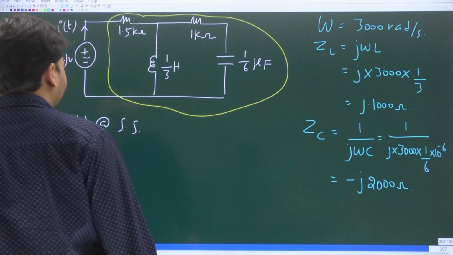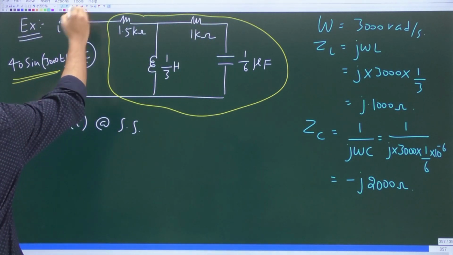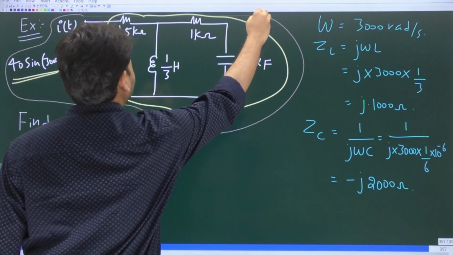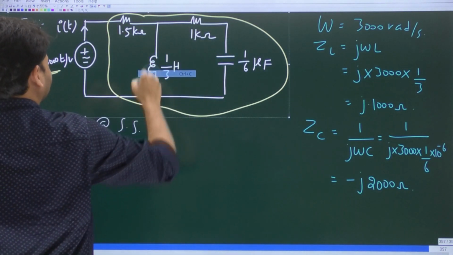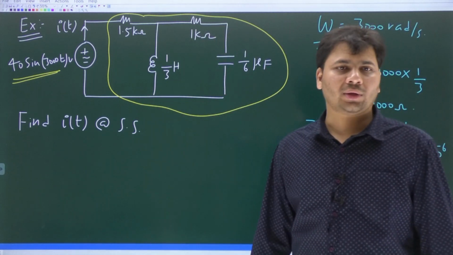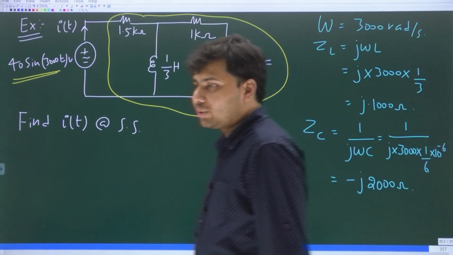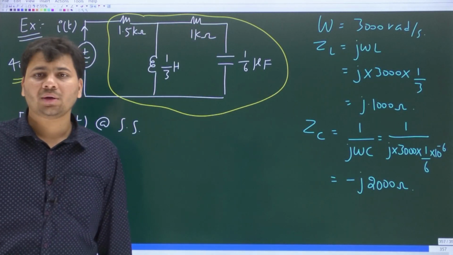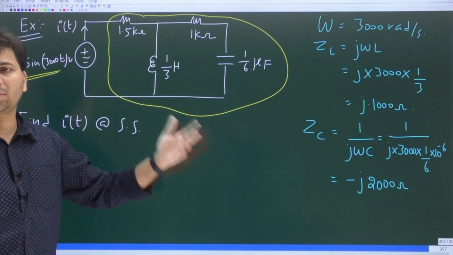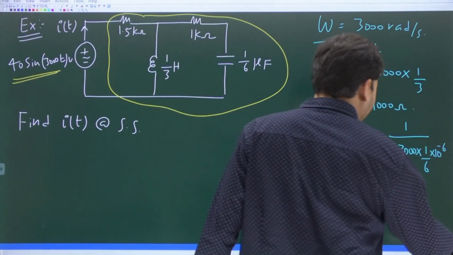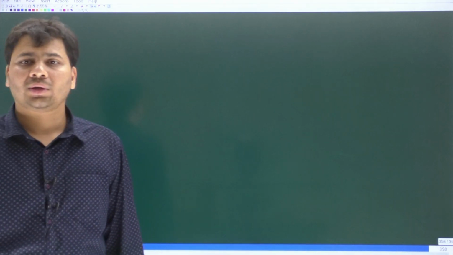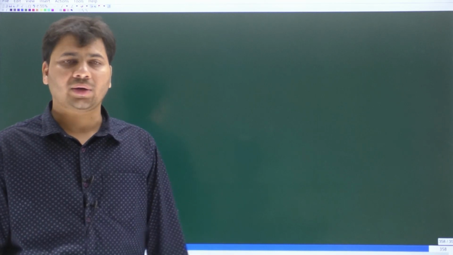I hope everybody has noted down the circuit diagram. Now let us do the analysis in the phasor domain. When we are doing analysis in the phasor domain, we should replace every element with its impedance, and also the input source should be represented in terms of its phasor representation.